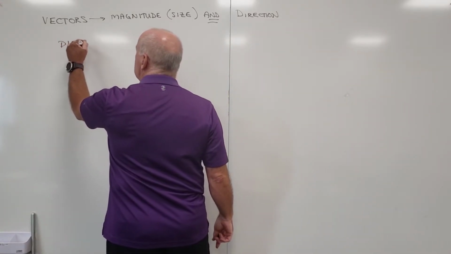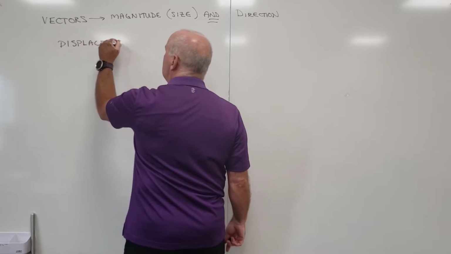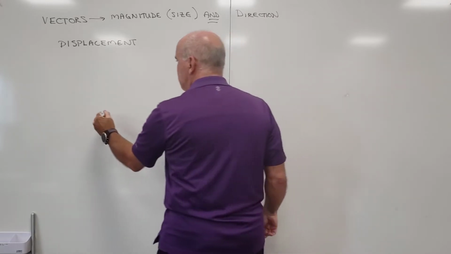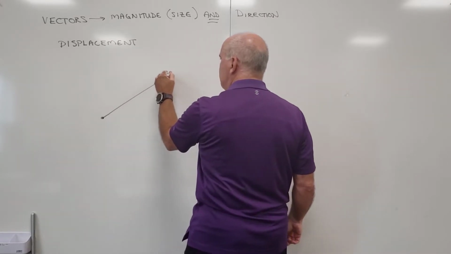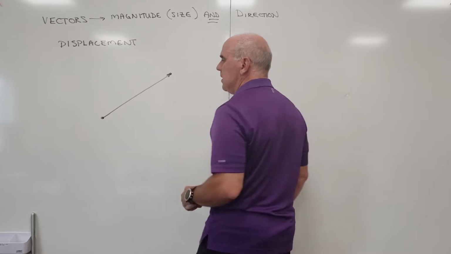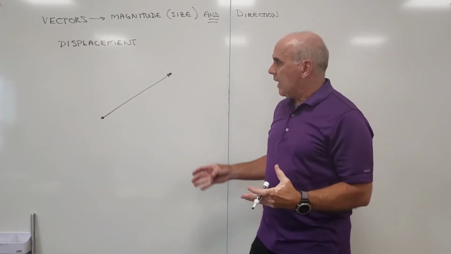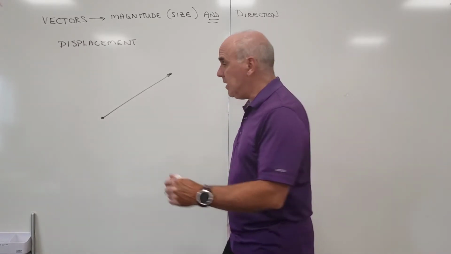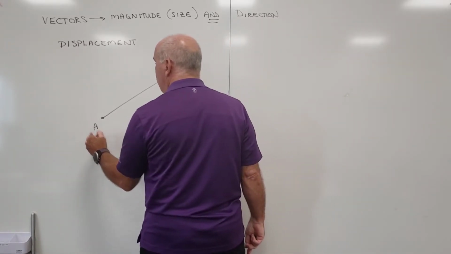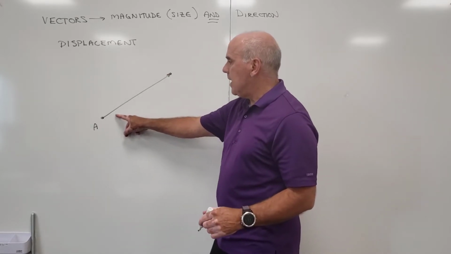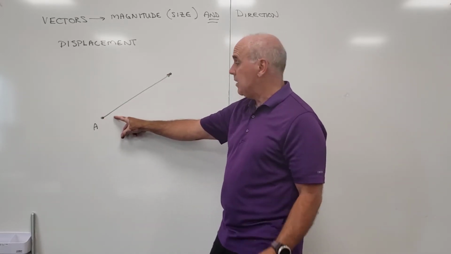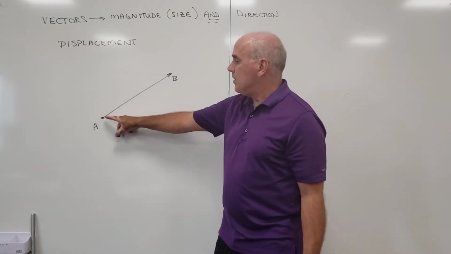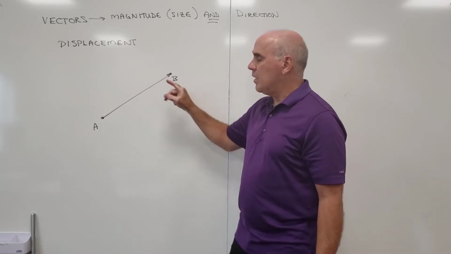And displacement is a movement from one point to another. So I'm going to travel from here to here. If I start here and I travel to here, then that's a displacement. I can travel the same distance but in a different direction. And if I start at this beginning point, which I'm going to call point A, and I travel this length, whatever that length might be, to this point, which I'll call B, then I've gone a certain displacement.